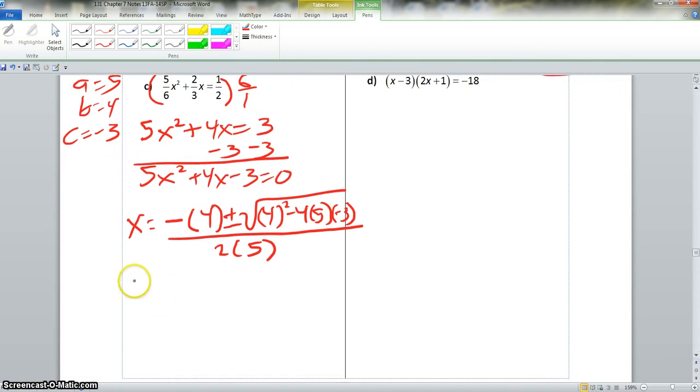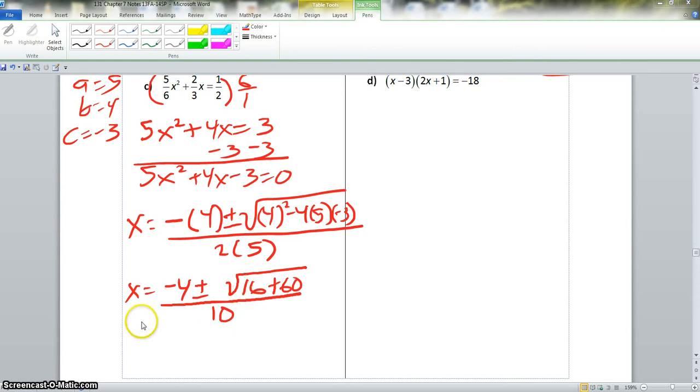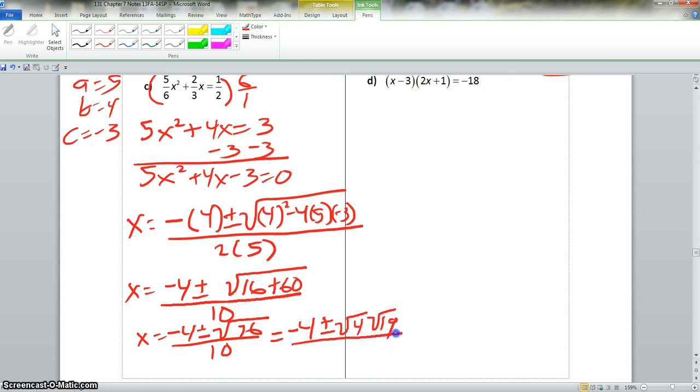Now, we will have x is equal to negative 4 plus or minus the square root of 16. Negative 4 times 5 is negative 20, times a negative 3 is a positive 60, all over 10. Now, we have 16 plus 60, which we know would give us 76. And we know 76 has a perfect square in it, and this perfect square is positive 4. So it'll be negative 4 plus or minus square root of 4 times the square root of 19 all over 10.